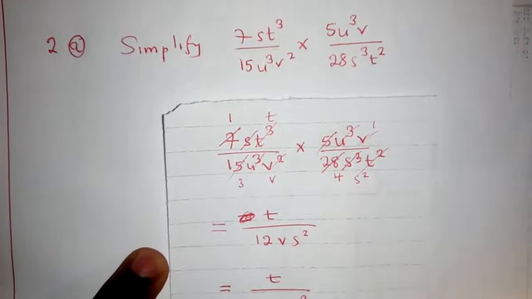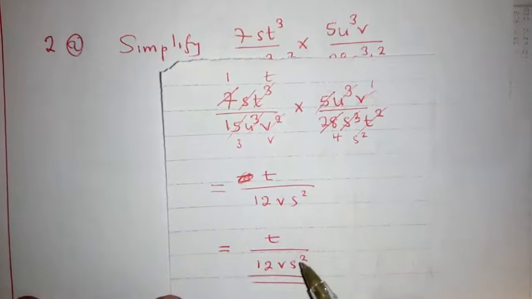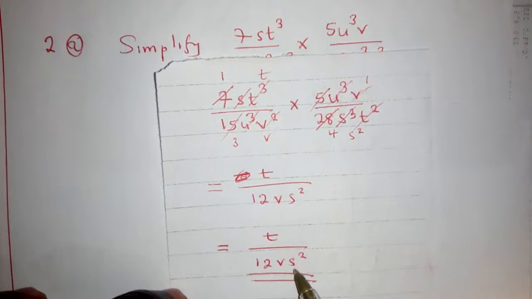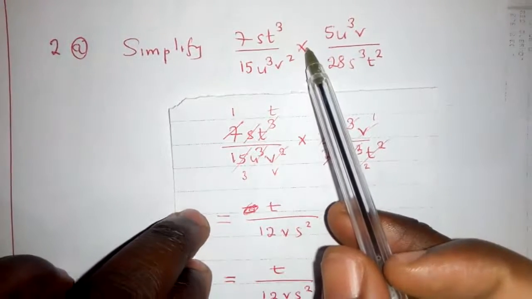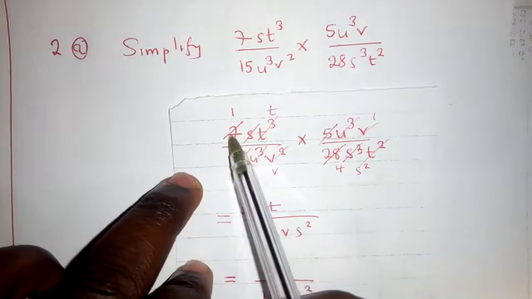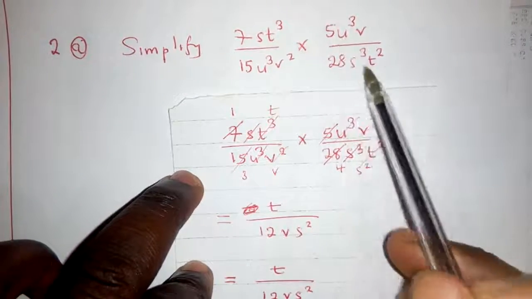For this question, we have been asked to simplify. The solution will look like this. This is the answer, t over 12v s squared. So how did I do this? I checked what is here. It's multiplication. So I copy this over here, and this over here, this here, and this here.